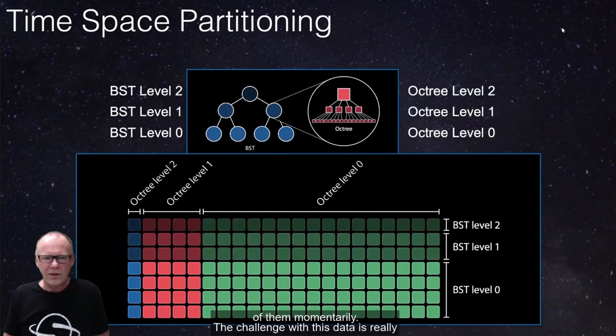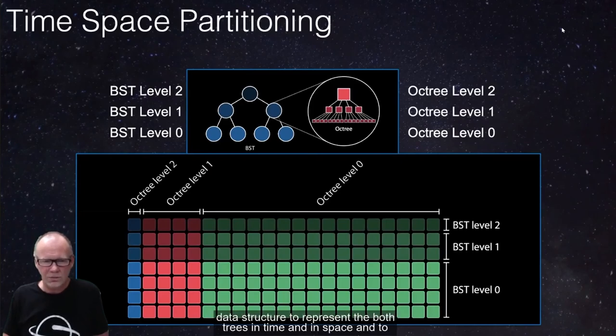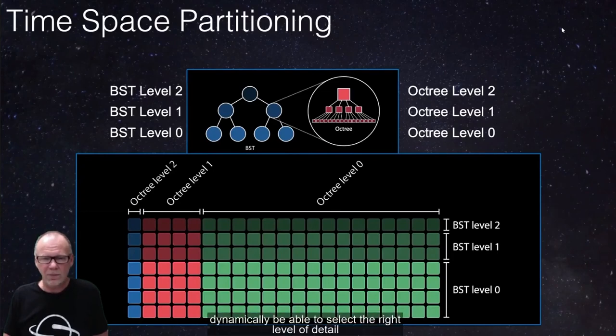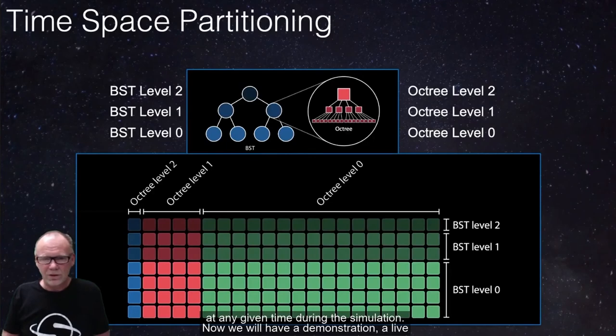The challenge with this data is really to try to handle the spatial-temporal scales. And we have designed a time-space partitioning tree where we are looking at a binary search tree in the time dimension and an Oct tree in the spatial dimension. And as you can see down here, we are applying a very condensed data structure to represent both trees in time and in space, and to dynamically be able to select the right level of detail at any given time during the simulation.